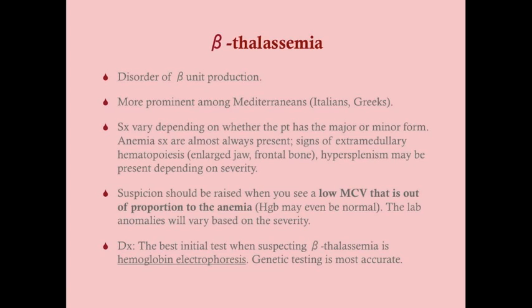So, as you see, alpha and beta thalassemia clinically are pretty much the same thing. The difference is who it presents in. Alpha tends to present in Asians and blacks. Beta tends to present in Mediterraneans. But the race is not a way to diagnose it. So you have to use hemoglobin electrophoresis to make your diagnosis.